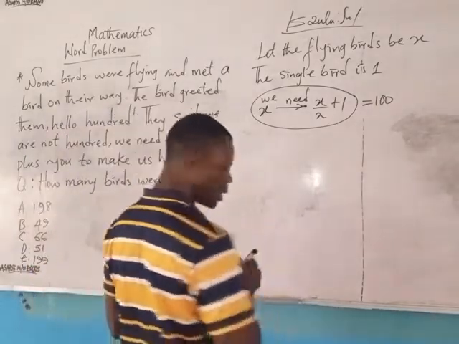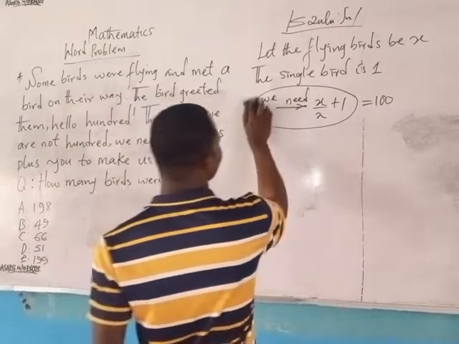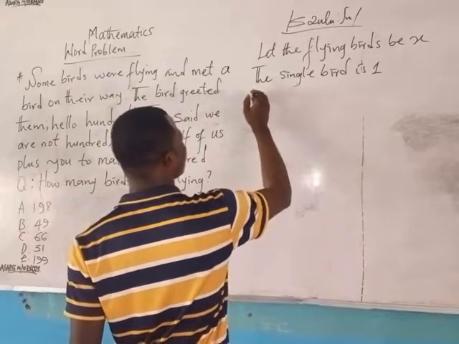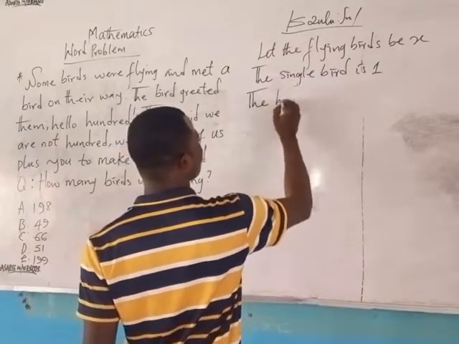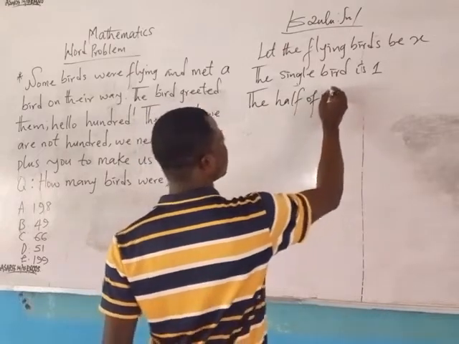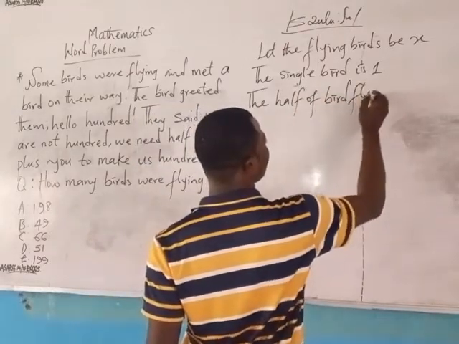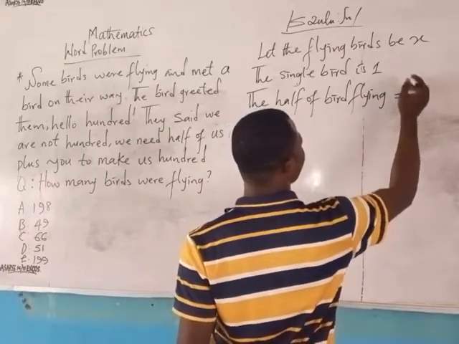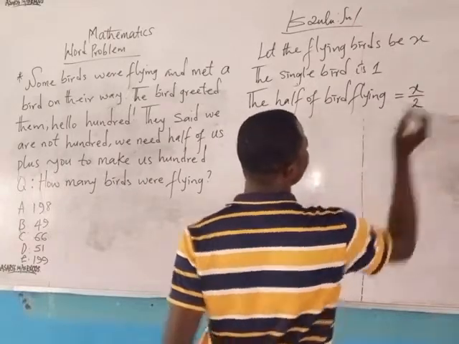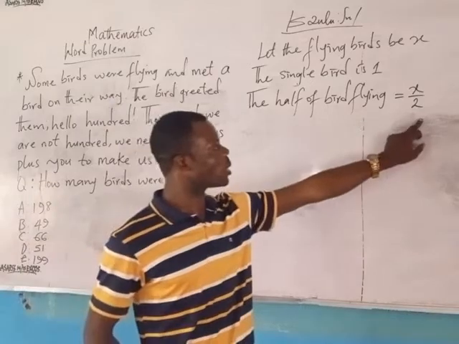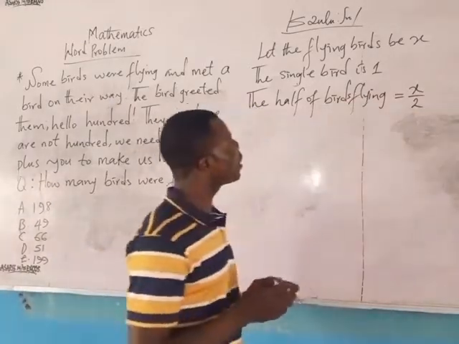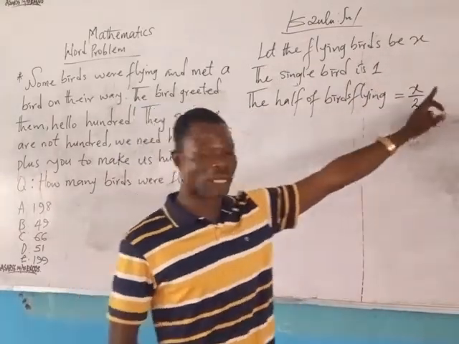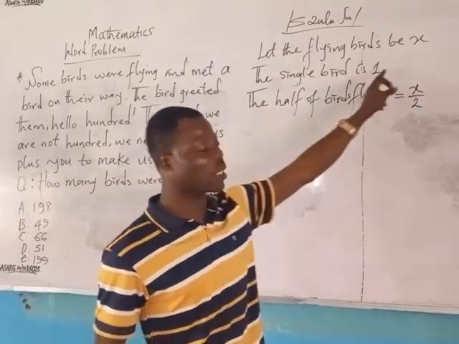So we can now say the half of the birds flying is x over 2. So this is the half of the birds flying. The birds flying is x. The half of the birds flying is x over 2. And the single bird is 1.